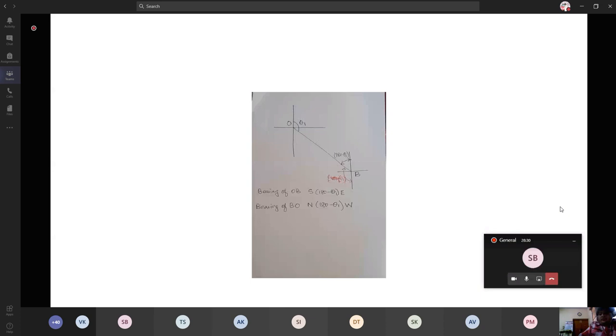Okay, do you understand the concept of the fore bearing and the back bearing? Suppose I say that AB is 60. What is the bearing of BA? The bearing of a line AB is 60 degrees. What will be the bearing of a line BA? So 240.